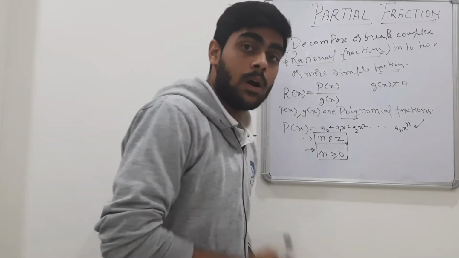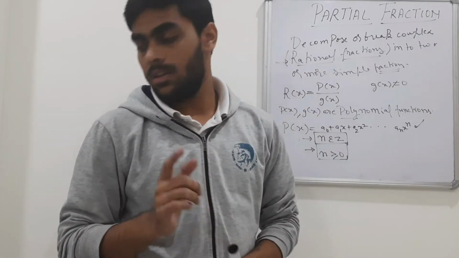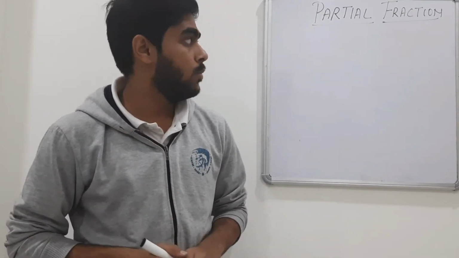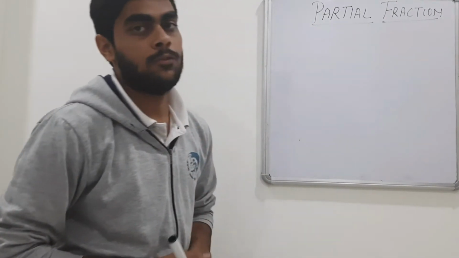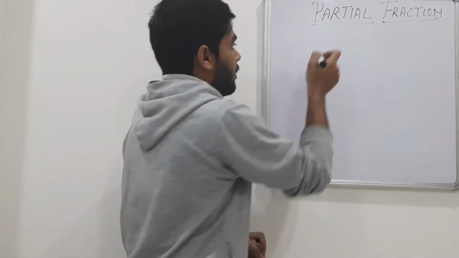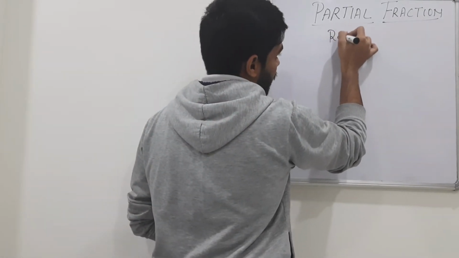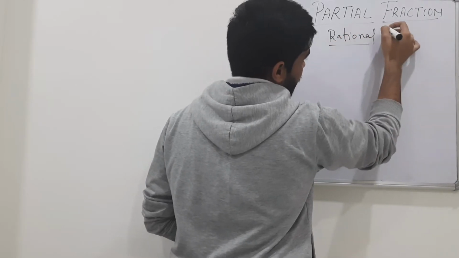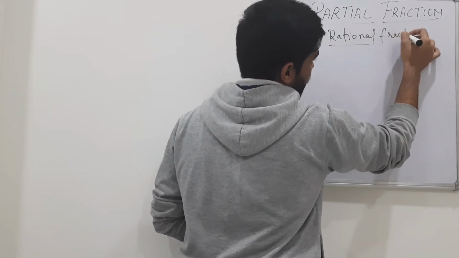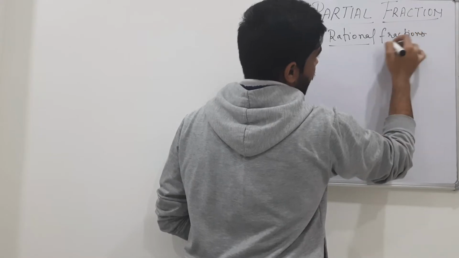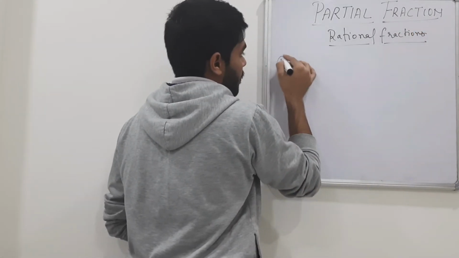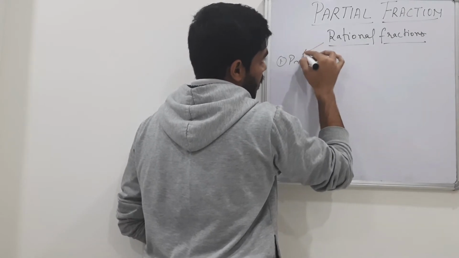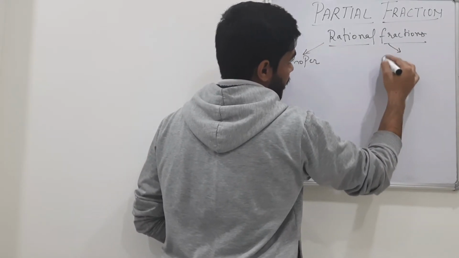Now I will tell you about the implementation of this method. Before moving to the implementation part, I have one thing left for you, that there are two types of rational fractions. Number 1 is proper and number 2 is improper.